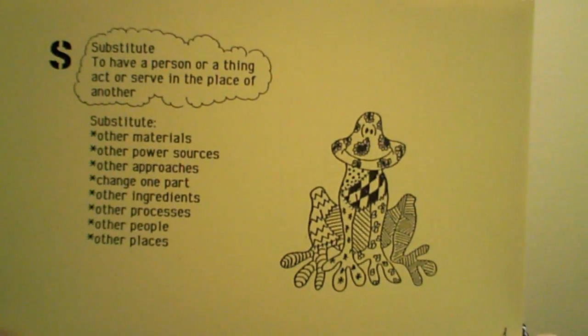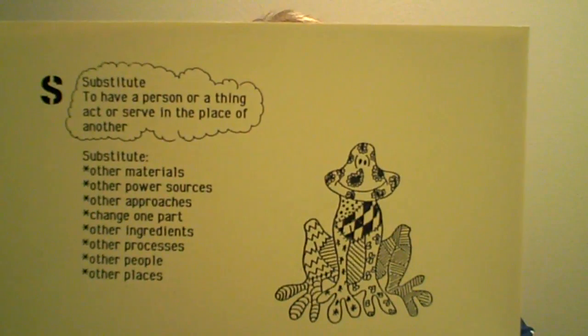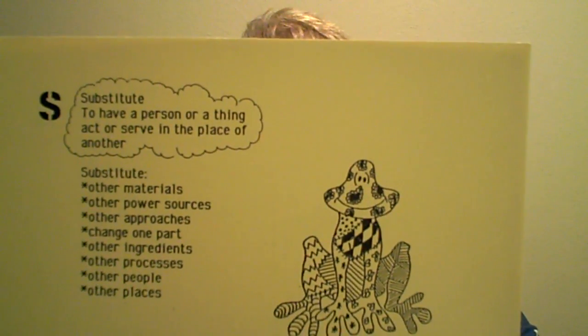SCAMPER is one of those acronyms that stands for things like substitute, combine, adapt, modify. Actually, the M stands for modify, magnify, and minimize, but I like the word minify. P stands for put to other uses, E is for eliminate, and R is for both rearrange and reverse. I have some SCAMPER cards that show you that a little frog can be changed to do a wondrous number of things, such as here.